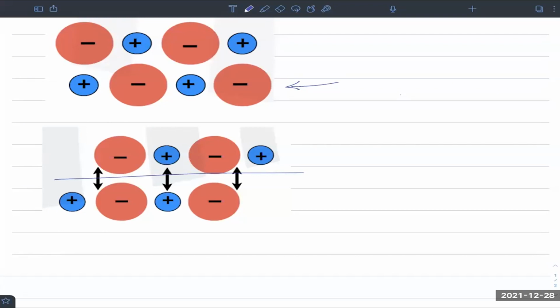Okay, so here's a question. We use magnesium oxide in these electric furnaces.